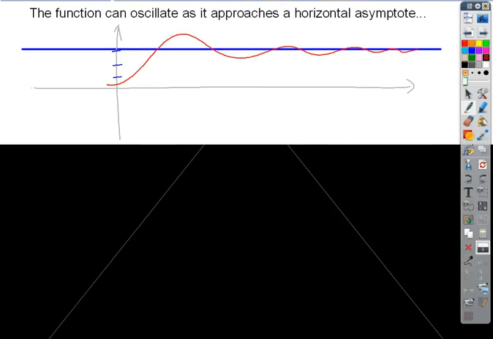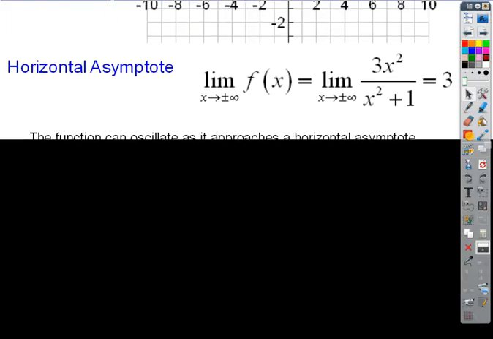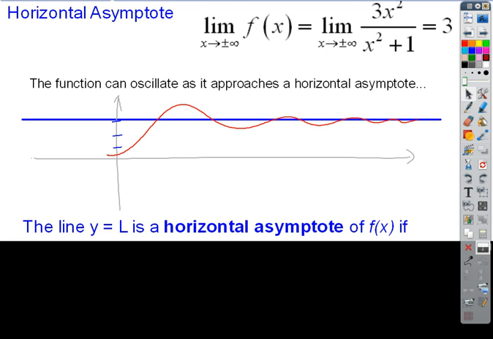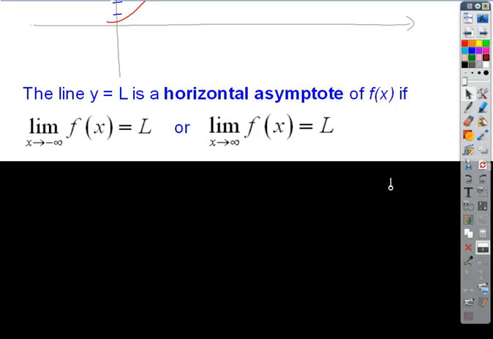Okay, so now let's continue on down here. So here's sort of our, it's not a formal definition. This is still an informal definition, but we could say the line y equals L is a horizontal asymptote of f of x if either the limit of f of x as x approaches negative infinity is L, or the limit of f of x as x approaches positive infinity is L. A lot of times we'll talk about those as the tails of the function. The left tail is the behavior towards negative infinity, and the right tail is what happens when we approach positive infinity.